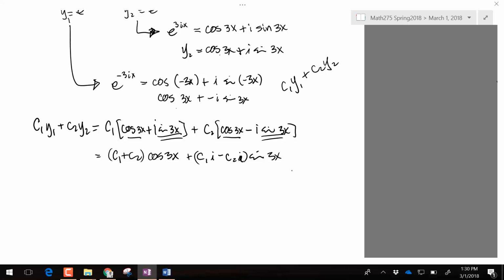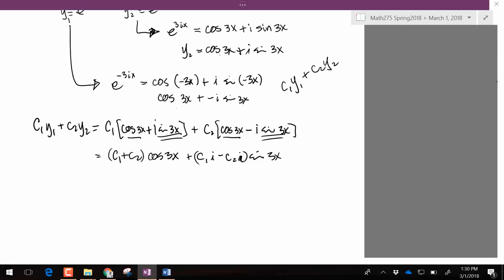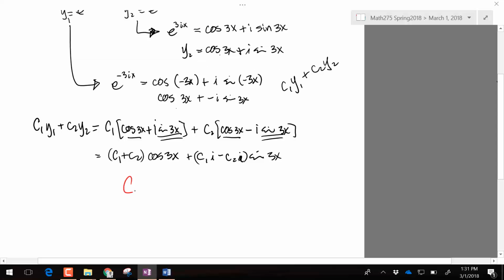So C1 is a constant, C2 is a constant, so C1 plus C2 is a constant. I is a constant. C1 I is a constant. C2 I is a constant. They're all just constants. It's still a constant. Yes, we disregard this.